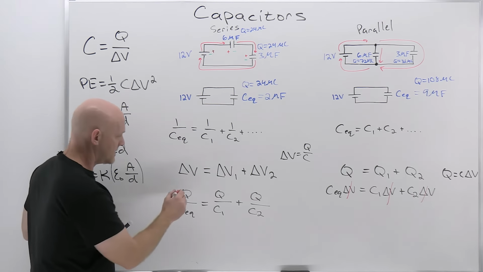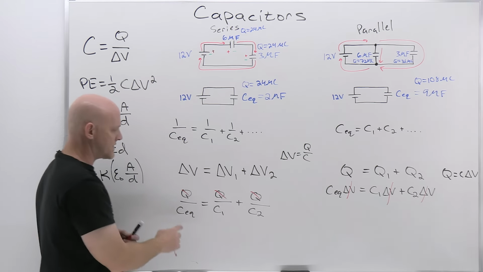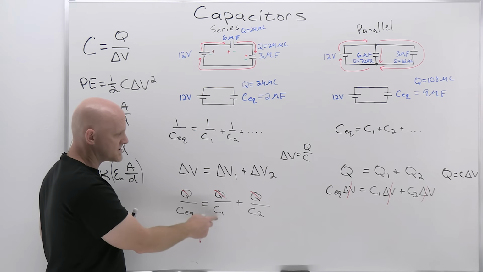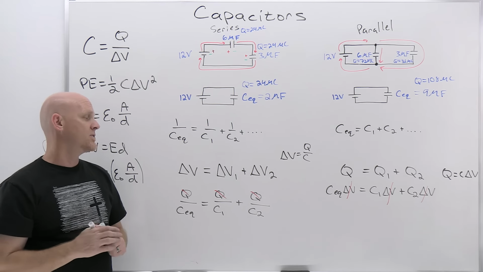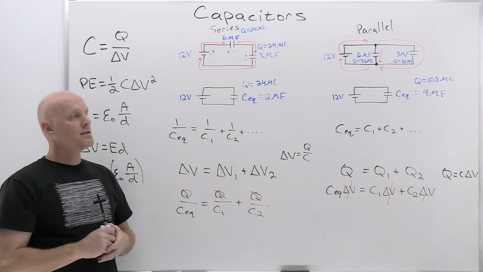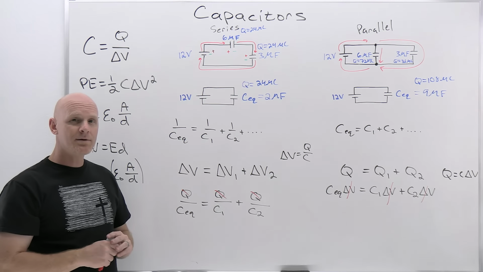I can just divide the Q out of the whole thing. And I'm just left with 1 over the equivalent capacitance equals 1 over C1 plus 1 over C2. That's ultimately why they're being added as reciprocals. Let's now carry this to a little more complicated problem.